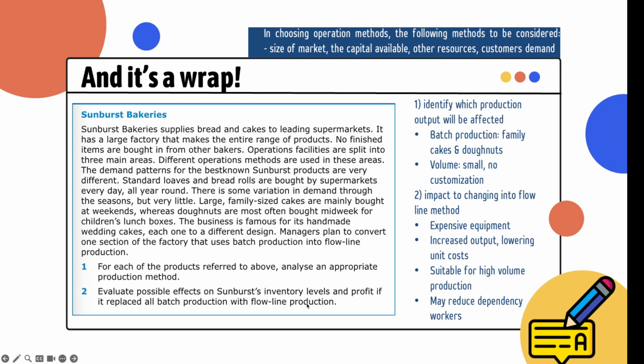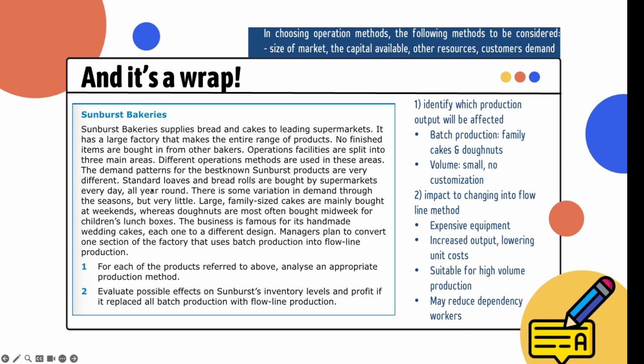Let's look at the inventory levels and the profit. In terms of inventory levels, you'll definitely have higher inventory levels from batch to flow because now you have a lot more to sell. You have stock. But for profit, that is a question.